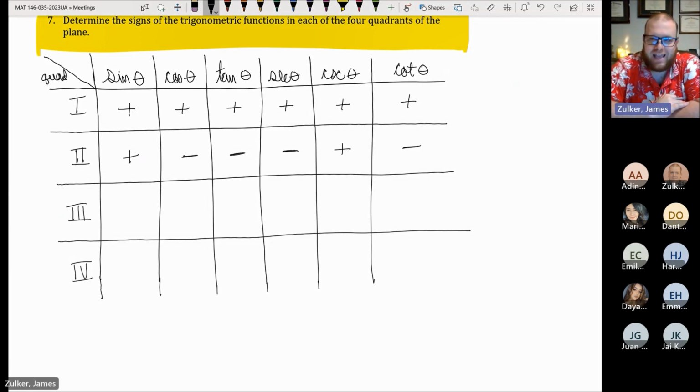Quadrant 3, both x and y are negative. So any function that has both x and y will be positive. The others will be negative. Well, there's only two functions that have both x and y, tangent and cotangent.